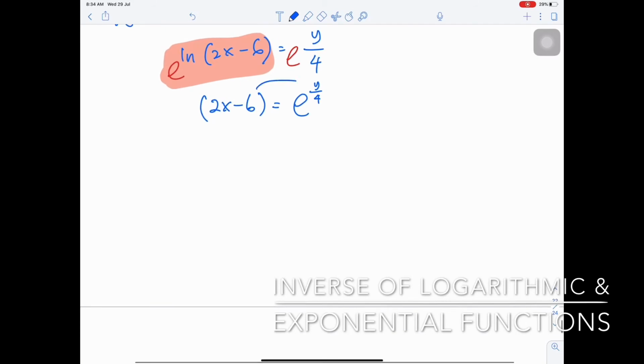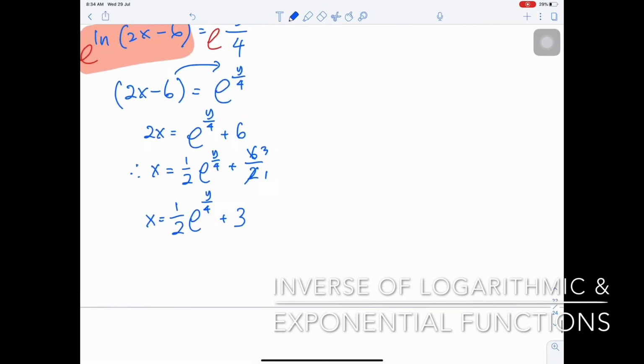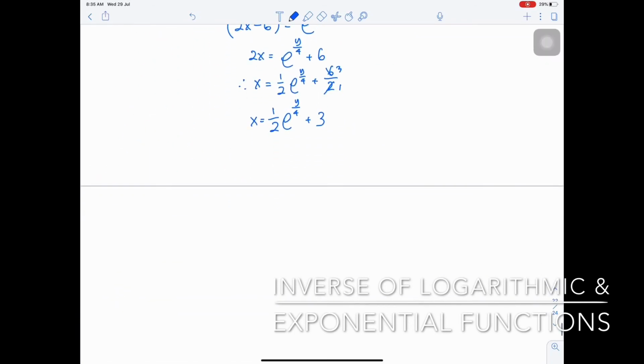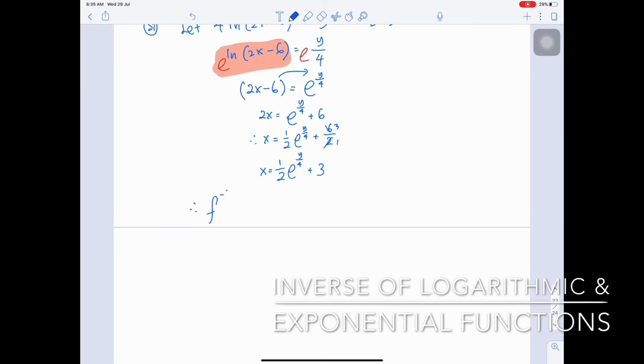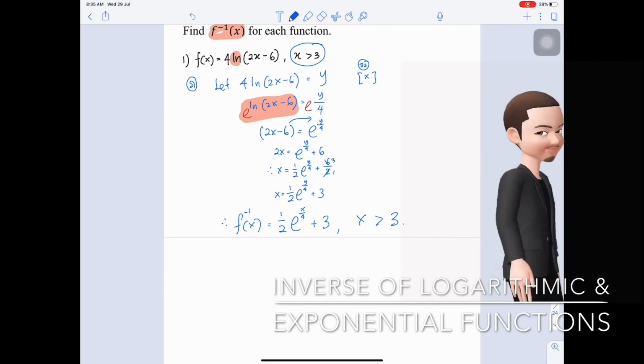Bring negative 6 to the right, so it becomes 2x equals e to the power y over 4 plus 6, and divide by 2. Therefore x equals 1 over 2 e to the power y over 4 plus 6 over 2, and simplify. So x equals 1 over 2 e to the power y over 4 plus 3. And what is the inverse function? Therefore the inverse function for x equals 1 over 2 e to the power x over 4 plus 3, for x greater than 3.